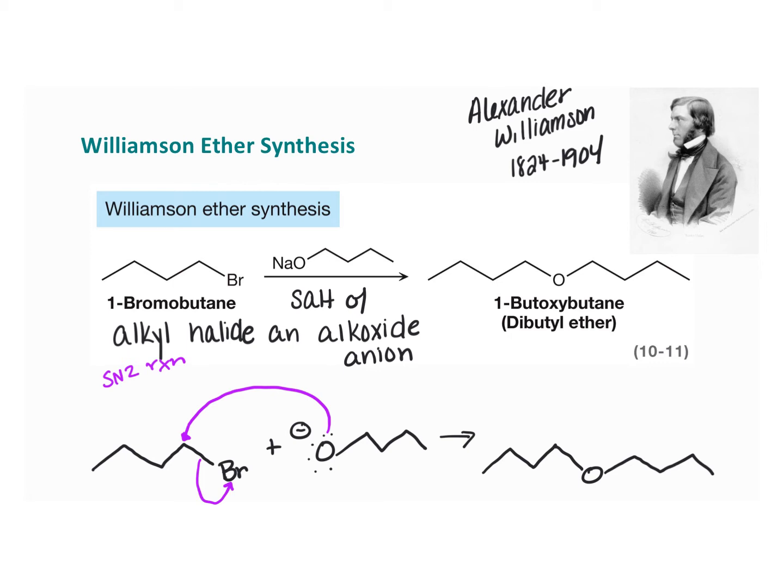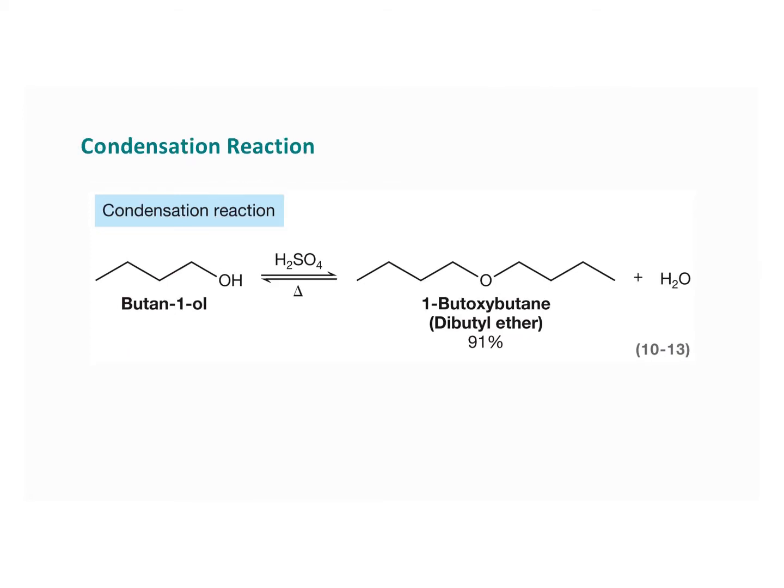Now, we can produce the same ether using the second reaction that was shown in the previous figure, where we heat this up in the presence of an acid. You can use sulfuric acid or phosphoric acid. This is called a condensation reaction. And basically what happens here is 2 molecules of the alcohol are joined together and a molecule of water is lost.